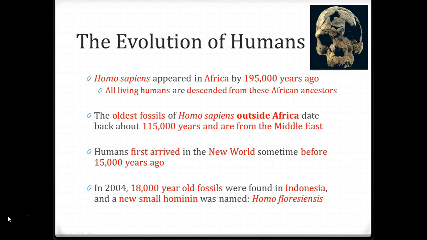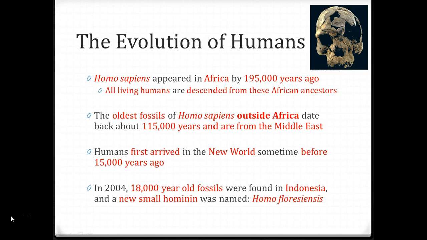The oldest fossils of Homo sapiens from outside Africa have been dated to about 115,000 years old, and they were found in the Middle East. So that means that it took several tens of thousands of years for Homo sapiens to move out of Africa and into other regions. And we're talking about quite a big span of time, even though this is a blink of an eye in terms of geological time, which is written in terms of billions of years.